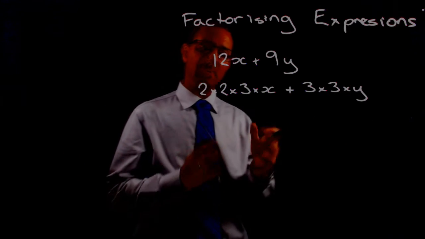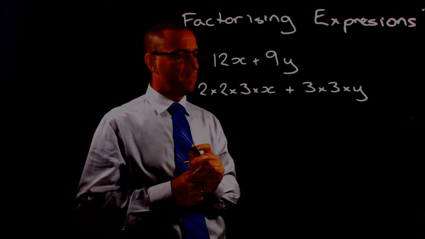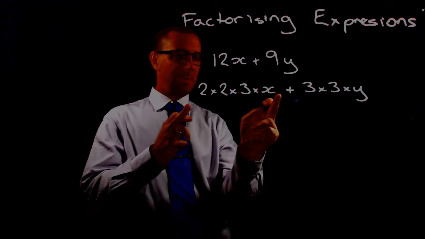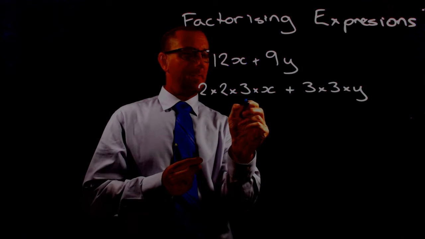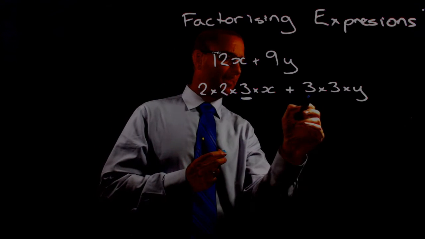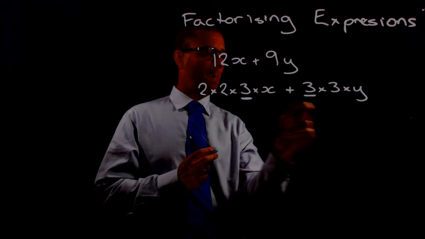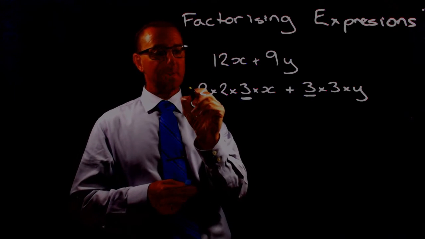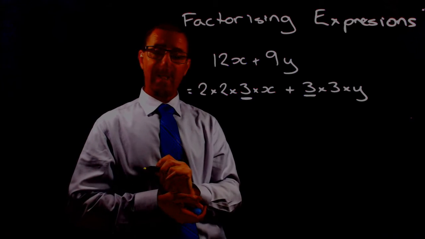Now what we need to do is look for common factors between these two terms. You can see here that if we have a look at the 12x term, the 2 times 2 times 3 times x, then it's got a 3 in it. And here we've got 3 times 3. And so we've got a common factor across both of our terms that is 3. And so what we can do now is factorise by taking the 3 out to the front.